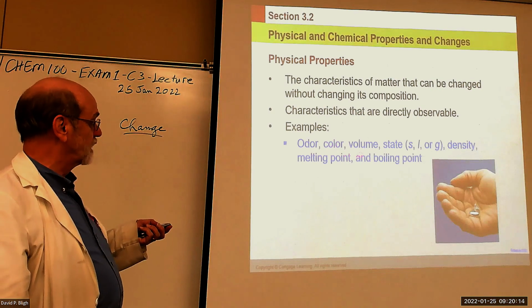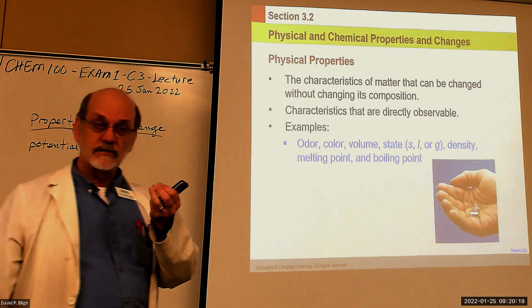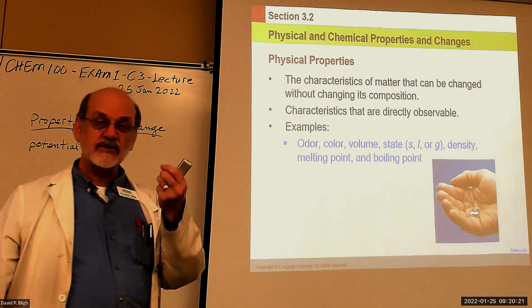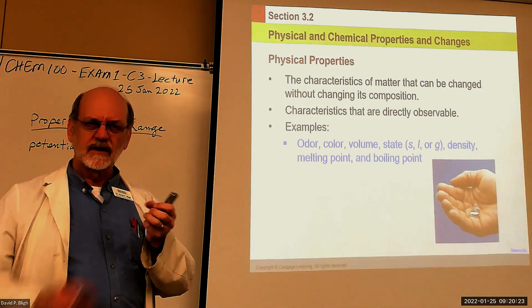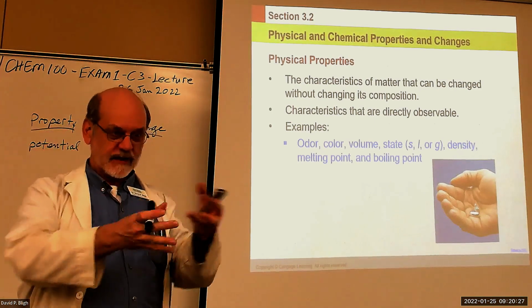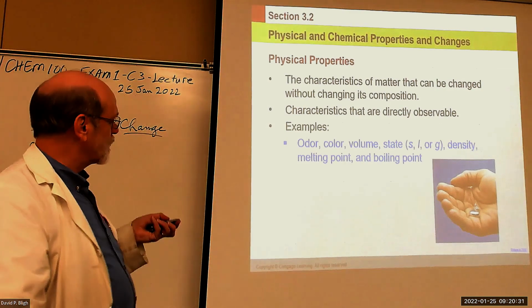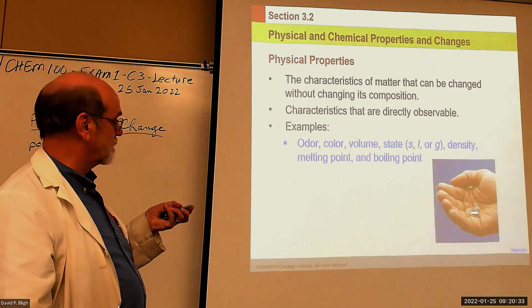Color I mentioned. You can see it. A characteristic of a substance is its volume, right? The volume can change, especially for a gas. The volume can change if you change the shape of the vessel, but it's still the same gas. Its identity has not changed. Volume is a physical characteristic.